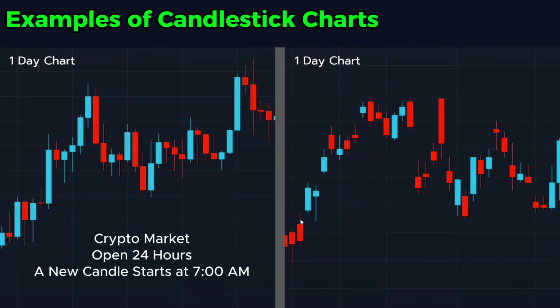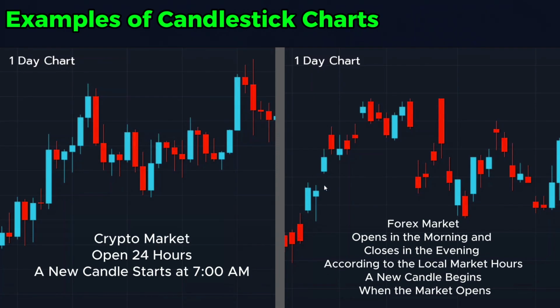On the left-hand side is the cryptocurrency market. This market is open 24 hours, which means that the end of the day becomes a new day immediately. Therefore, prices continue to fluctuate. According to the time in Thailand, the new day starts at 7 a.m.